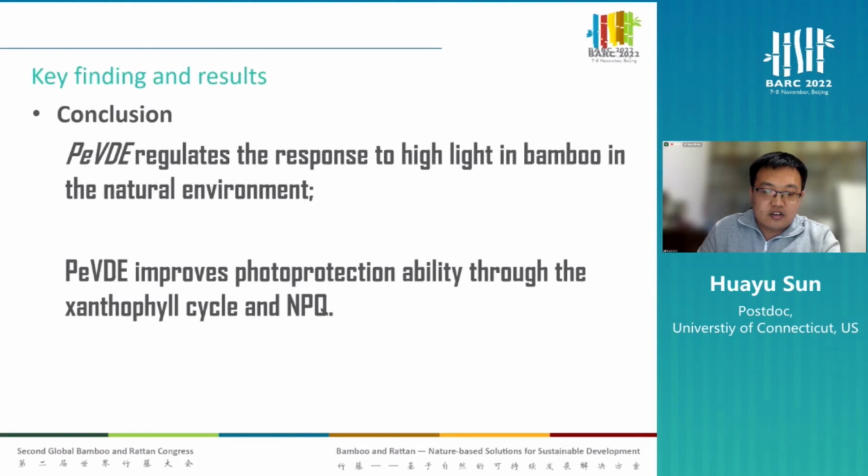There are two findings of my research. One is that VDE regulates the response to high light in bamboo in the natural environment. The other is that VDE improves the photoprotection ability through the xanthophyll cycle and NPQ. That's all my findings. Thank you so much.